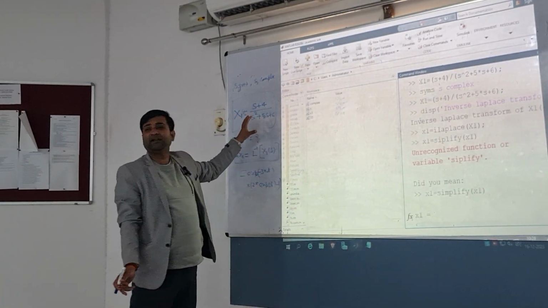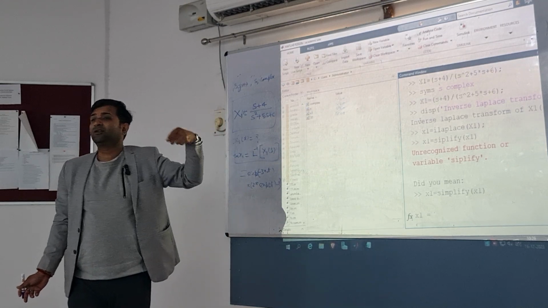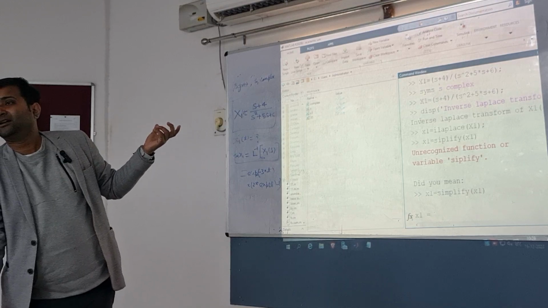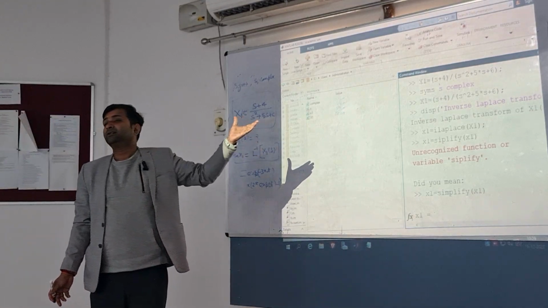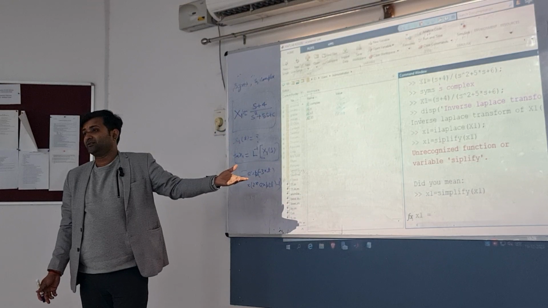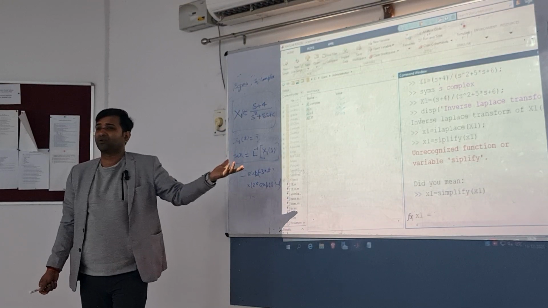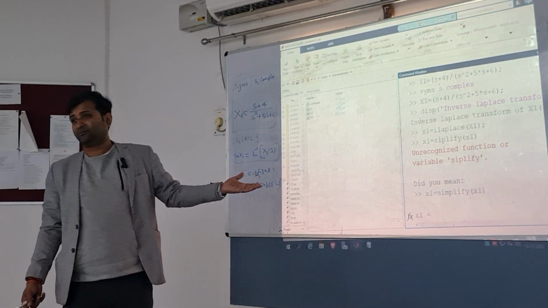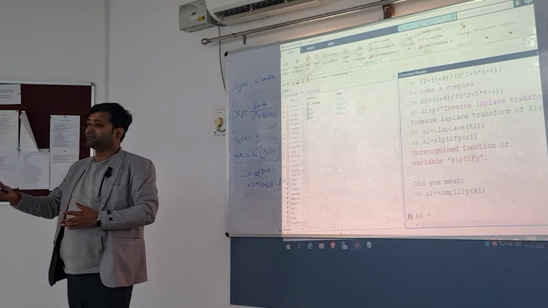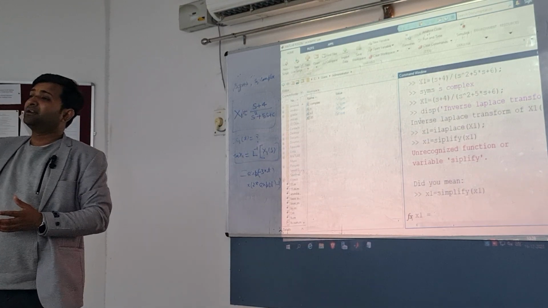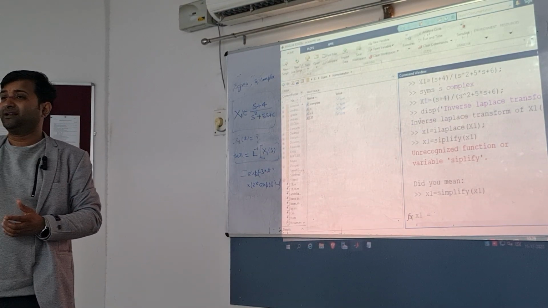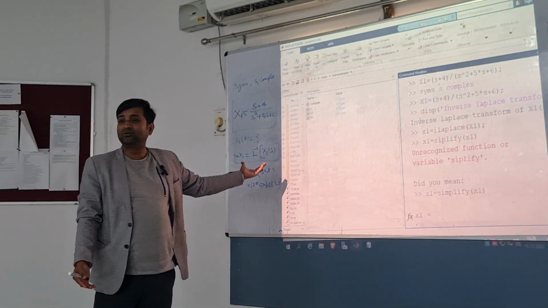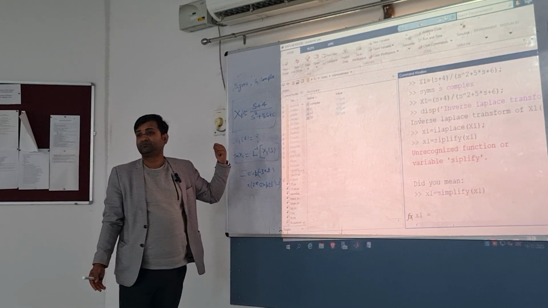That's why there is one way of writing a program. There are various ways to write the program. The simplest way to write the program is using built-in functions, because this is a simple problem to solve. You call the built-in functions from the MATLAB library, simply use them, and find the output.